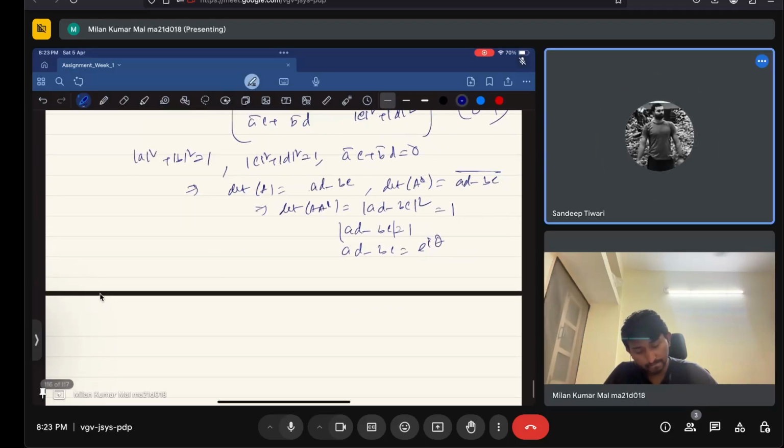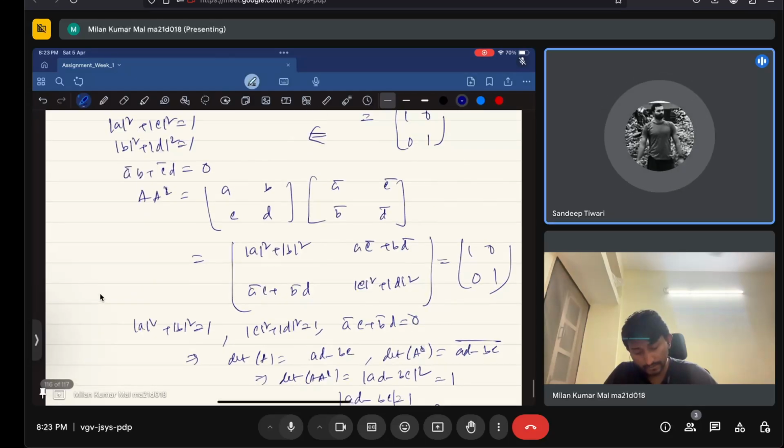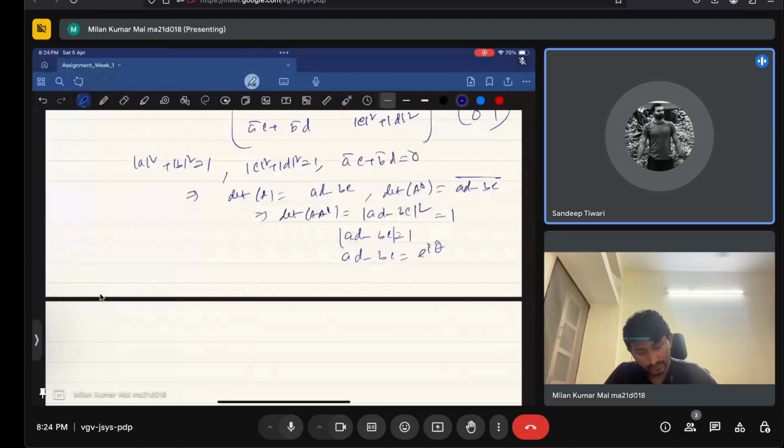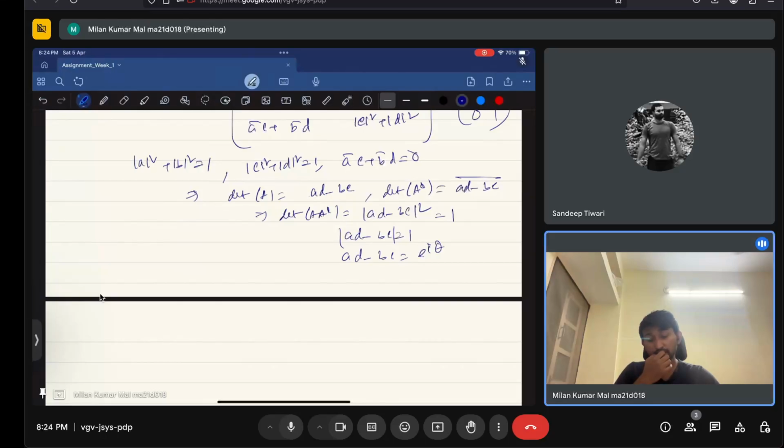Yes. But where will I replace? Now use the relation, sir. A bar C plus B bar D is equal to 0, but here it is AD minus BC. There is A bar C plus B bar D.